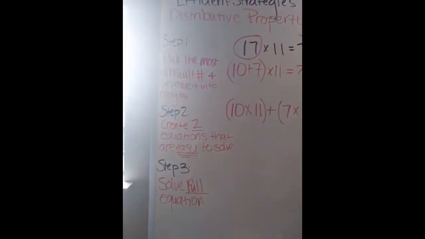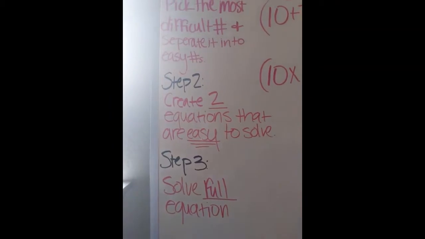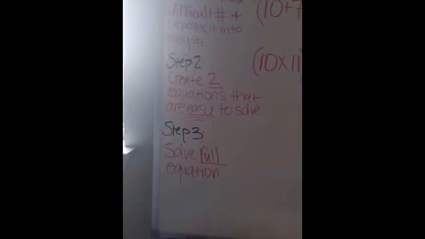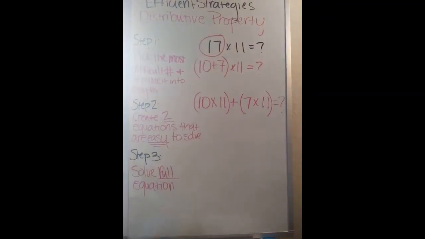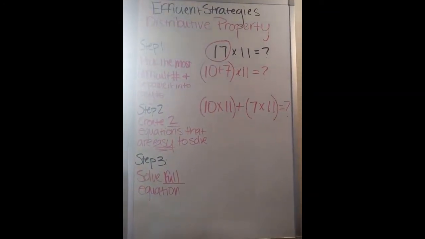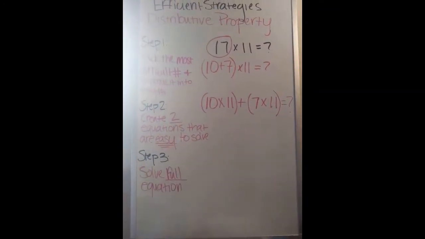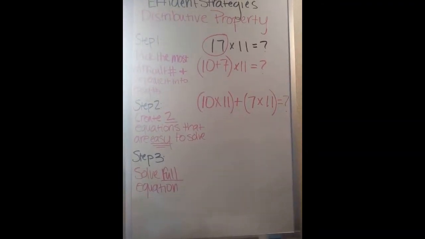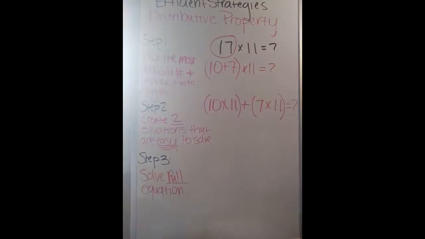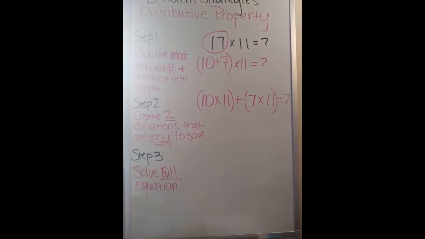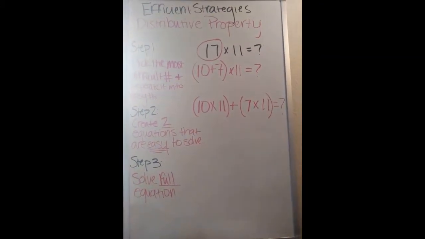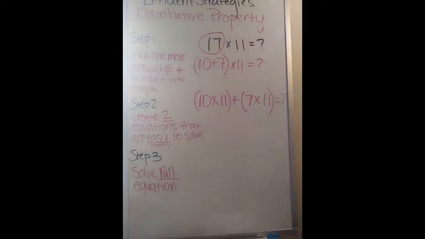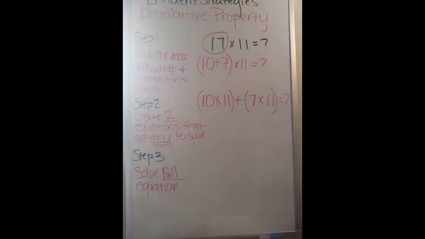Excellent. So, step 2 tells us to create 2 equations that are easy to solve. Now, these 2 equations do have to equal the 17 times 11 because that is what we originally are looking for, right? The first step, we separated the 17 into 10 plus 7, which still equals 17. Those numbers are in parentheses, times 11 equals question mark. We're still trying to figure that out, and that's why we have these 2 equations on the 3rd row.